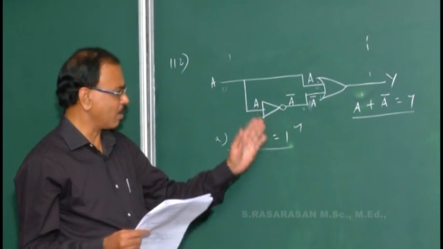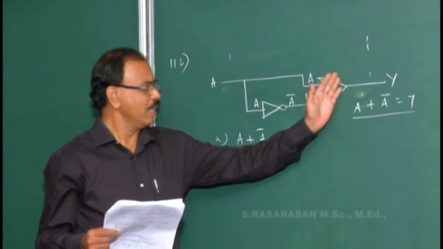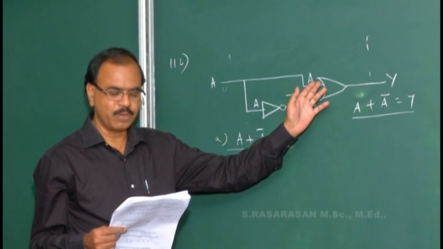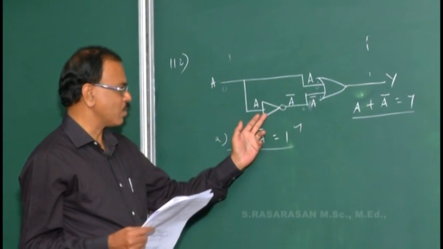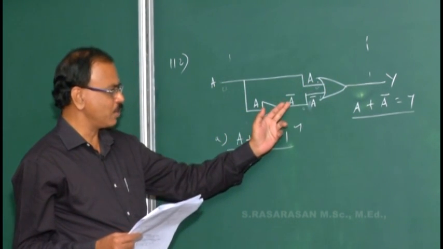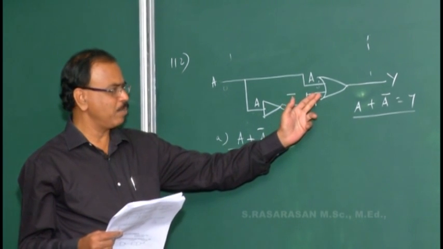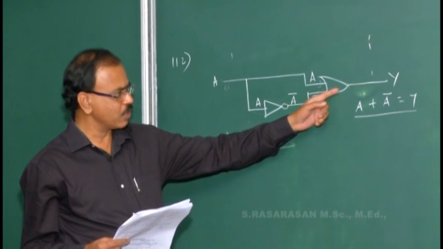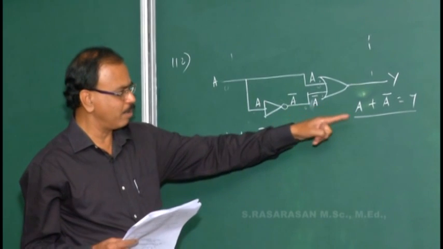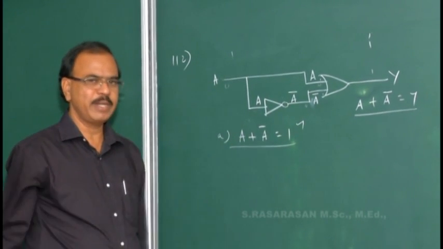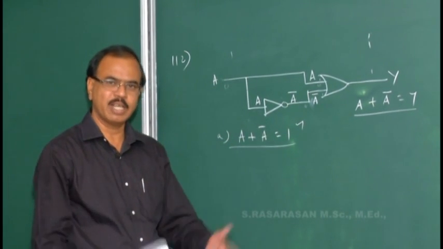So now we have calculated. If A is given here, that A comes as an input for the OR gate. The same A comes to the NOT gate, the inverter gate. Output is A complement. That is the input for the OR gate. So OR function, A or A complement. So A or A complement is Y. What is Y? It is always 1.